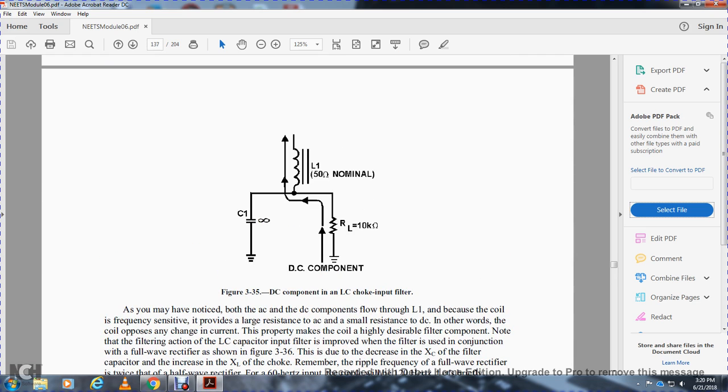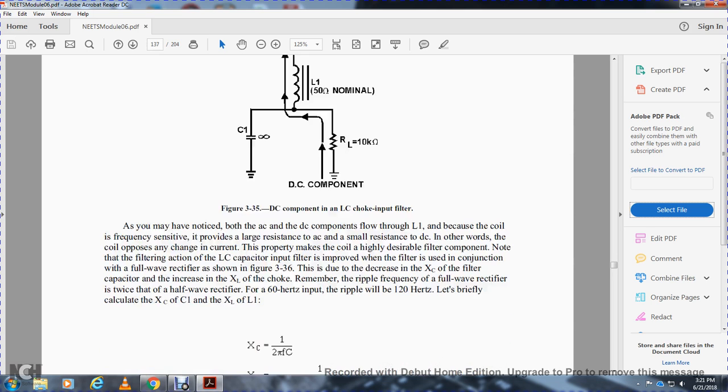Figure 335 shows the DC path with the inductor choke, capacitor choke input. As you have mentioned, both AC and DC components flow through the inductor. The coil is frequency sensitive: large resistance to the AC, small resistance to the DC. In other words, the coil's opposition to any change in current makes it a highly desirable filter component.